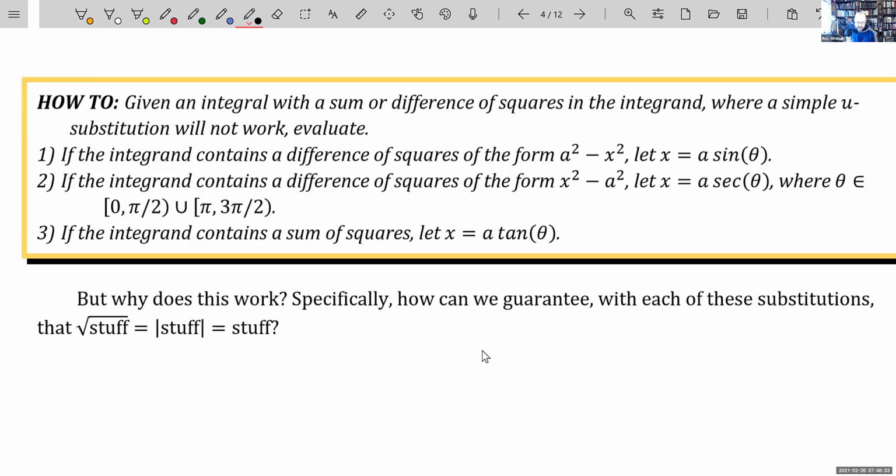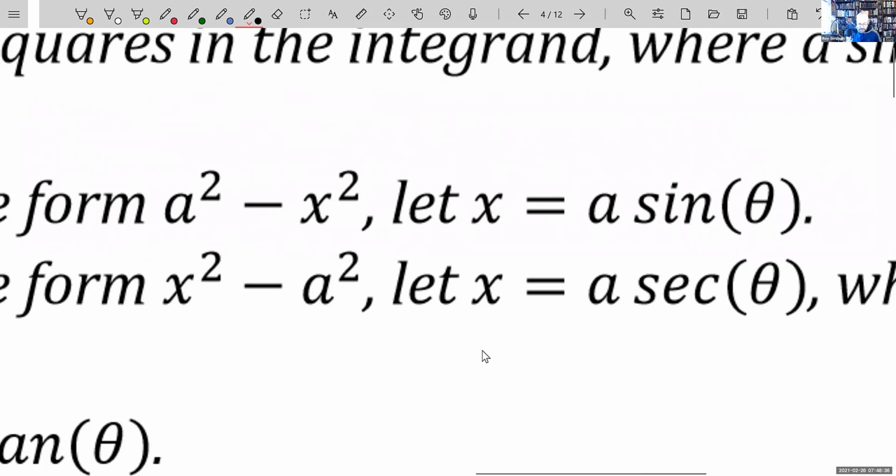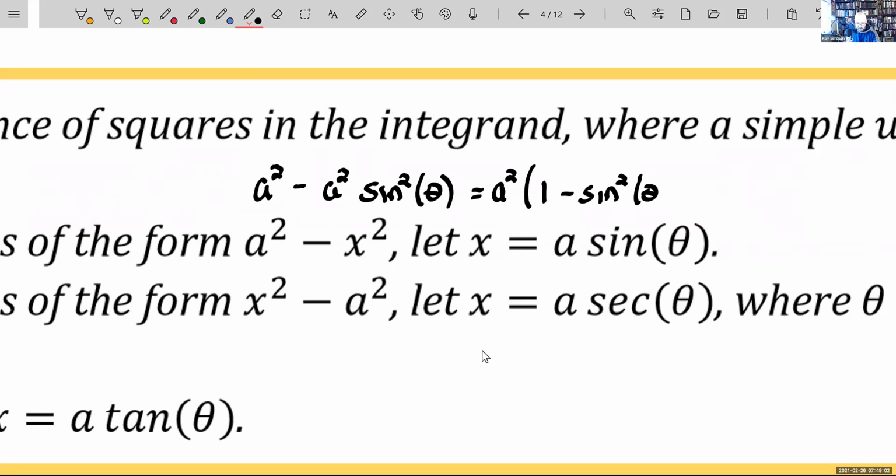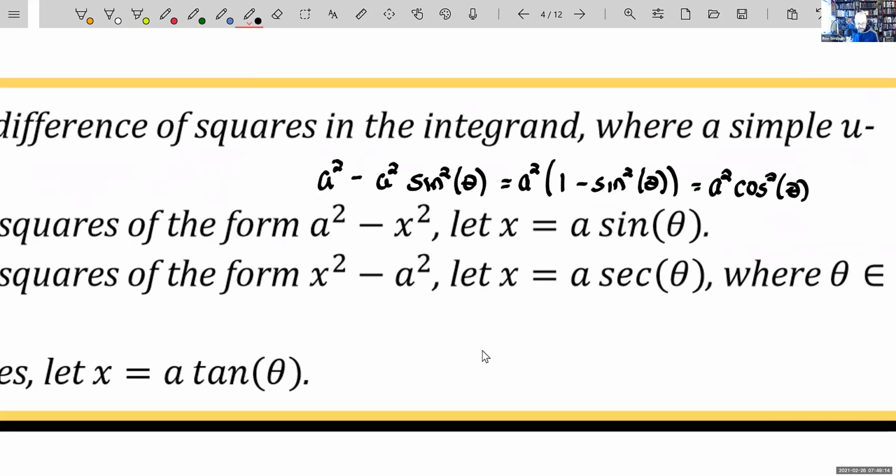Well, if the integrand contains a difference of squares of the form a squared minus x squared, let x equal a sine of theta. Now you may say, wait, I thought you said sine of theta. I did, but I'd like this to eventually become a 1 minus sine squared. So if you let x equal a sine of theta, then x squared is a squared sine squared of theta, and you can factor out an a squared, and now look what you get. And it's very beautiful, because that is a squared cosine squared. It simplifies the statement down significantly, and that's what you want to do. Always in mathematics, you want to simplify things down if you can.